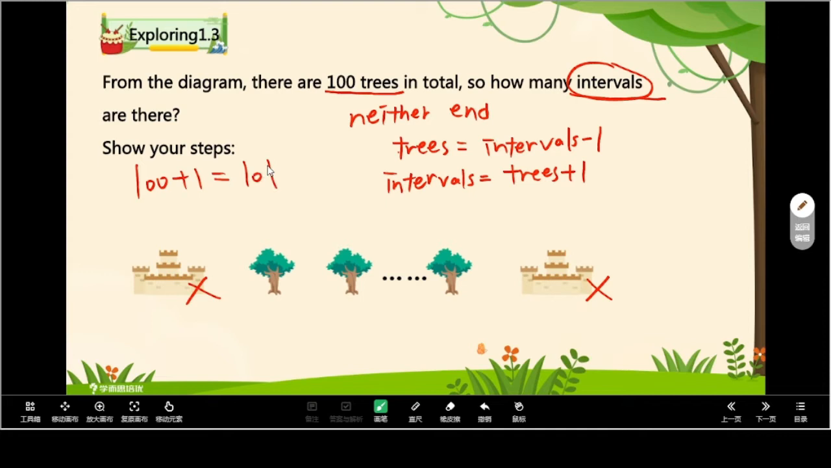Perfect. Okay, and let's make a small conclusion here. We can find out that no matter the question is asking about trees or asking about intervals, the only thing we need to find out is how to plant trees, and we need to know the relationship between trees and intervals so we can solve our question. Okay, and we can move on to the next question.